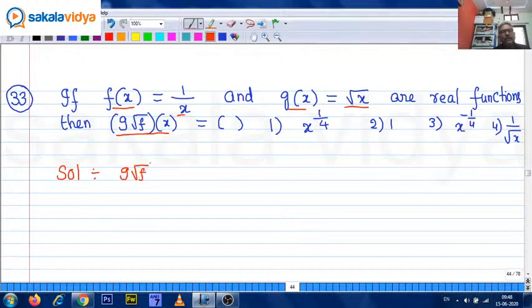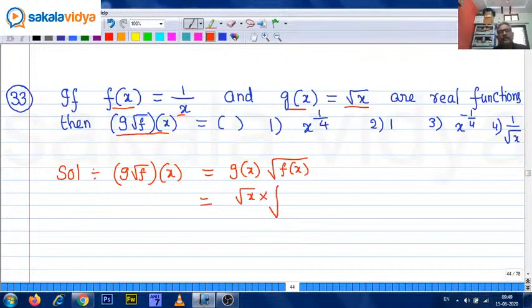Now the solution. G root f of x equals to, we can write g of x root of f of x. G of x is root x and root of 1 by x. Root x times 1 by root x. Root x cancel. We have 1. So that means second option is the right option.